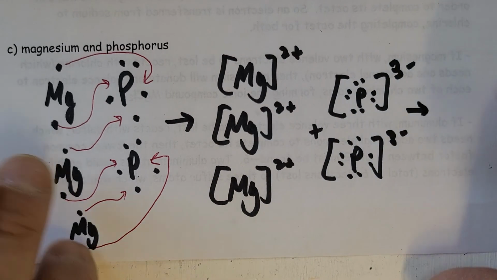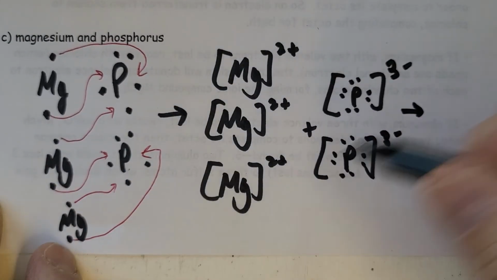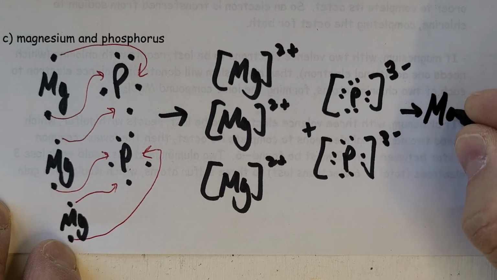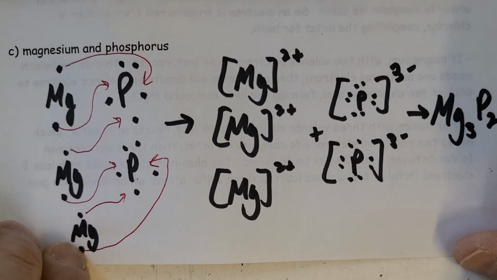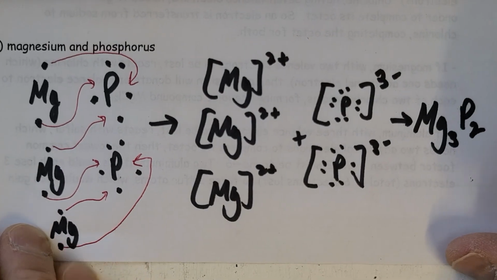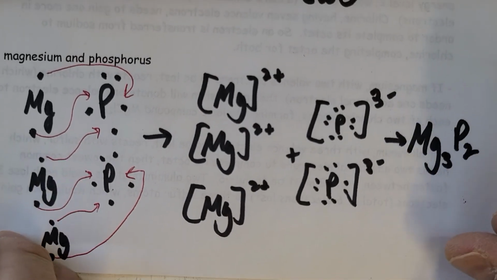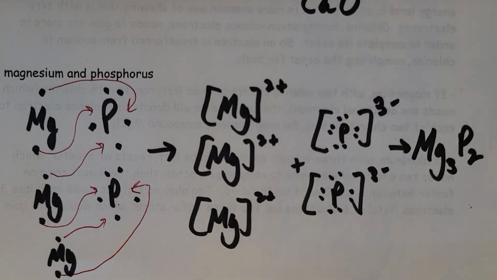So we can see here, to make this stable, I required 3 magnesiums and 2 phosphides. There we go, Mg3P2. Good, that's all you do. So you should be able to do the assignment, and we'll see you again.